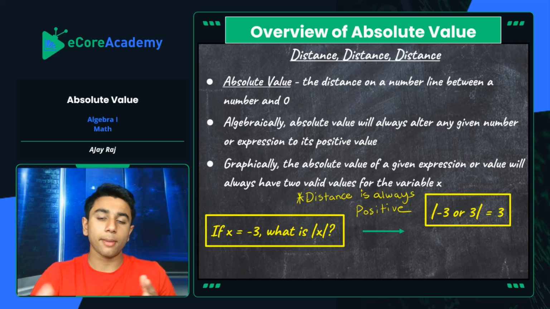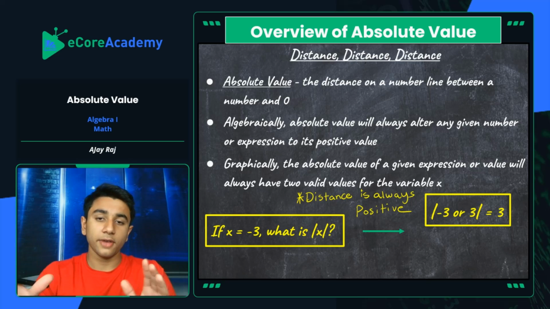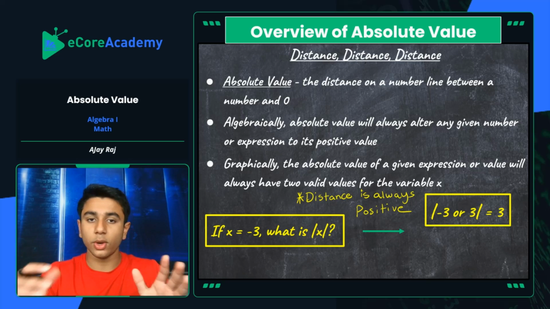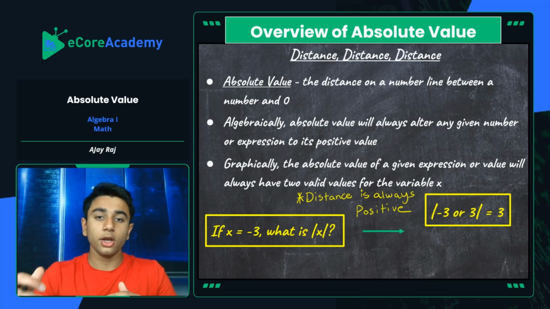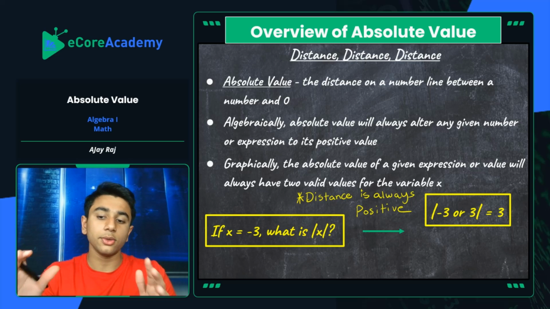That's because they're direct opposites. Direct opposite values, meaning values that are an equal distance from 0, will have the same exact absolute value. So in this case, the absolute value of -3 or 3 is going to equal 3.